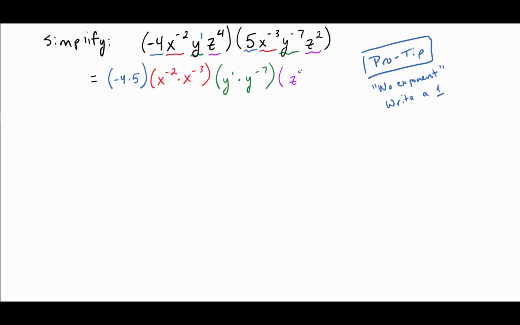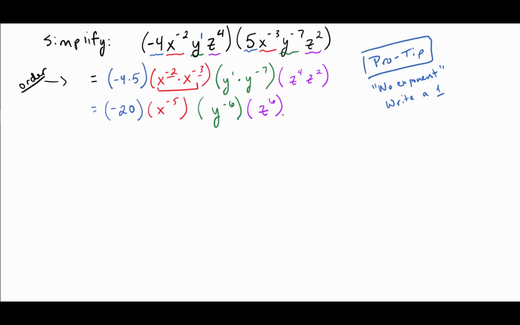And lastly, the z's. Now that I have everything in the correct order, I'm going to combine things together. Now when I get to these, I have the same base, so I can just add the exponents. In this case, I've got -2 plus -3, or just -5. And then the last thing I'm going to do is reciprocate where I have negative exponents.